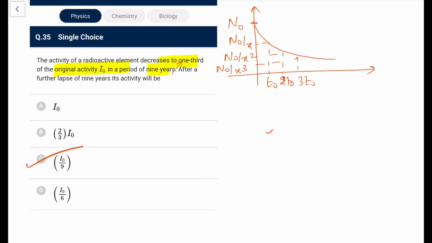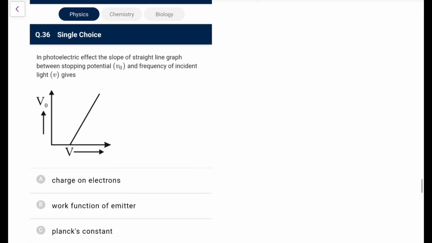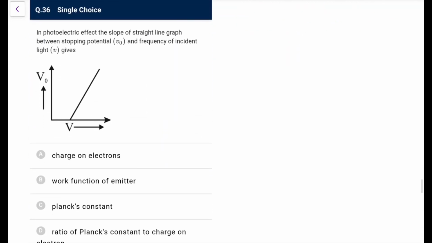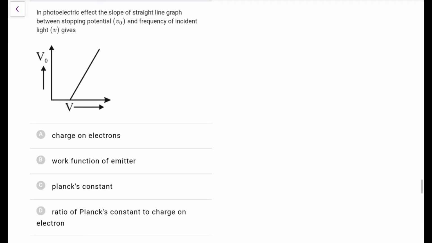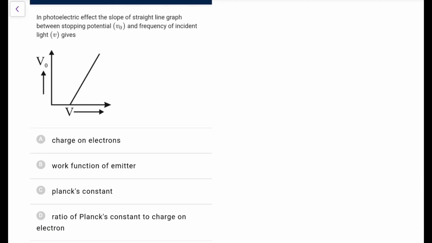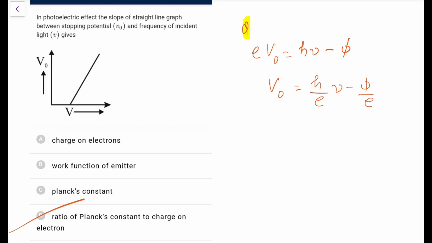You can do it from the exponential logic. The exponential logic is simply e to the power minus 2x is e to the power minus x whole square, nothing else. 36. In the photoelectric effect, the slope of a straight line graph between stopping potential and frequency gives. So we know what it is. We know the basic equation, k max is e v naught is equal to h nu minus phi. So v naught is h by e nu minus phi by e. So this is the ratio of Planck constant to the charge on the electron.